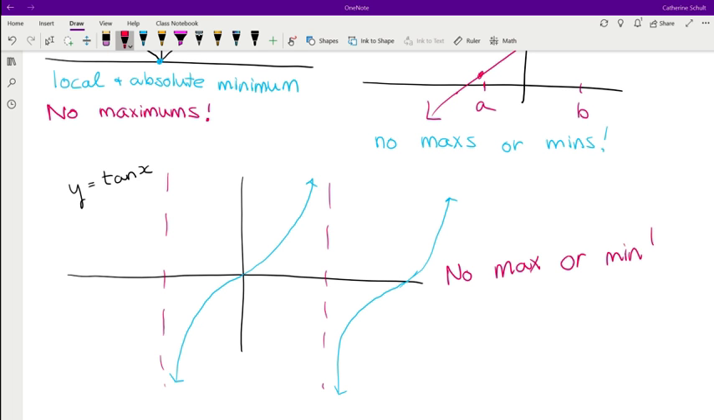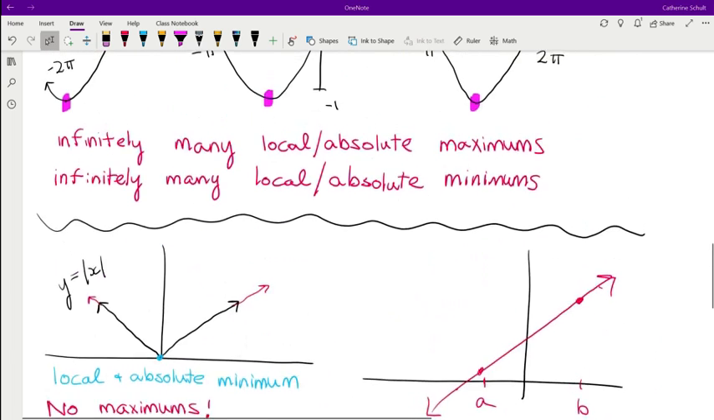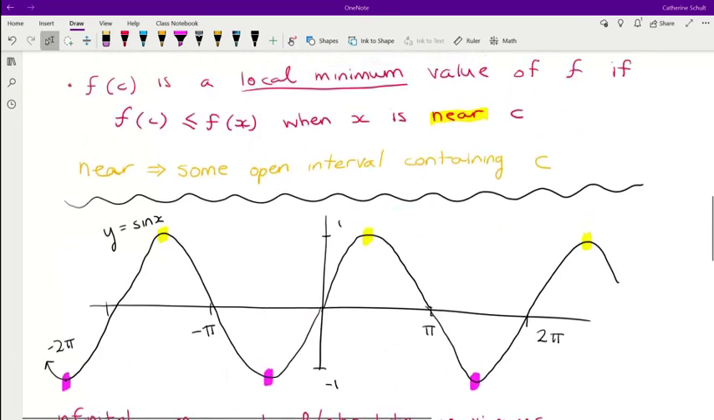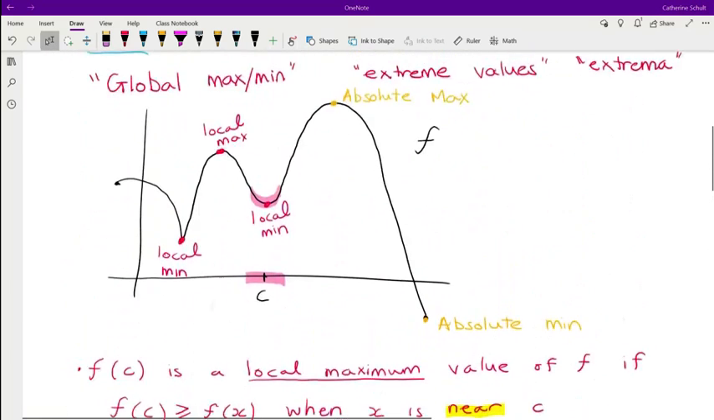Okay, so that can also look like an asymptote. So let's start to talk about cases, let me go back up here, where absolute maximums and absolute minimums are guaranteed. So these are the situations.